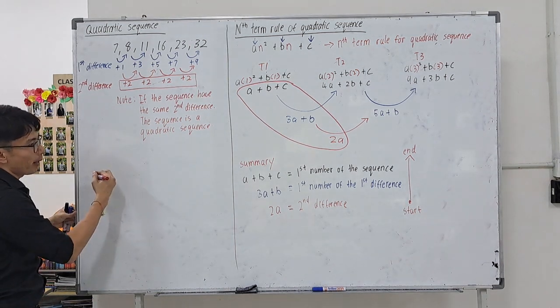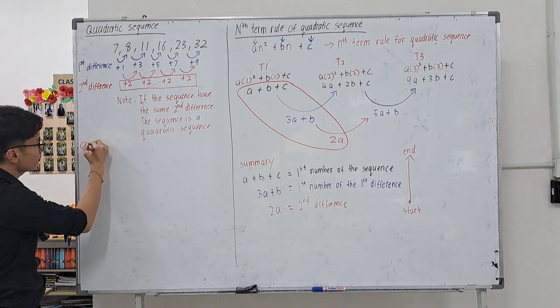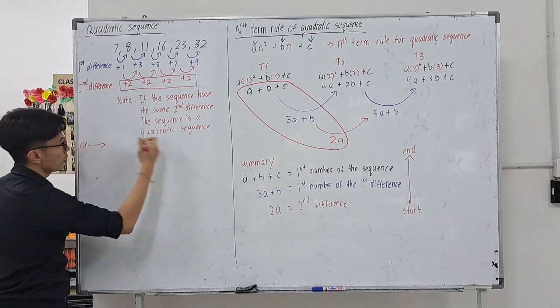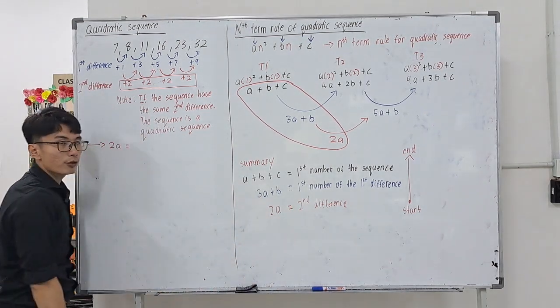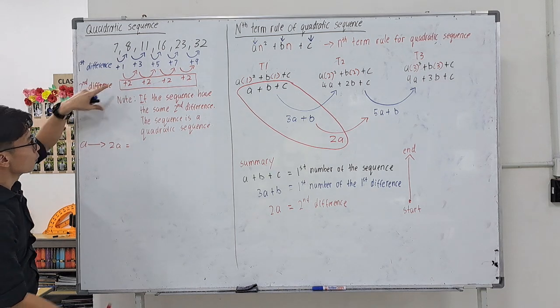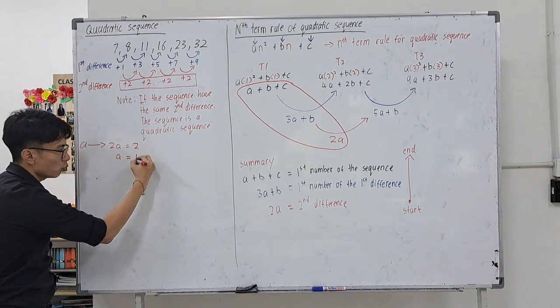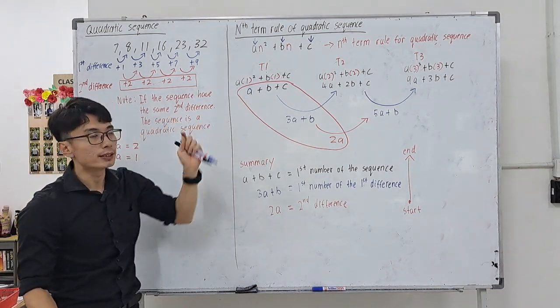So for me to find my A, this is how I would like to write it. I know I will be using this formula, that's the start. So 2A is going to equal the second difference. In this case, it's 2. So 2A equals 2, so my value of A is going to equal 1. Okay, so I have found my A. This is done. So let's do B and C.